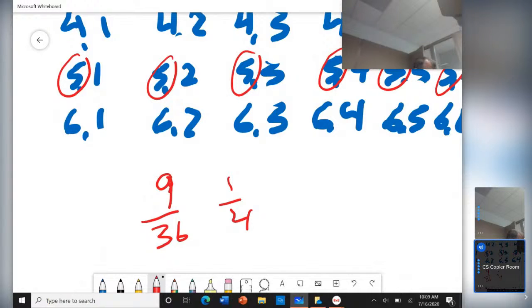And the same numbers on both dice, that happens 6 times. So the 1 and the 1, 2 and the 2, 3 and the 3, 4 and the 4, 5 and the 5, and 6 and 6. So that happens 6 out of 36 times, which would be 1 out of 6 times. Okay.